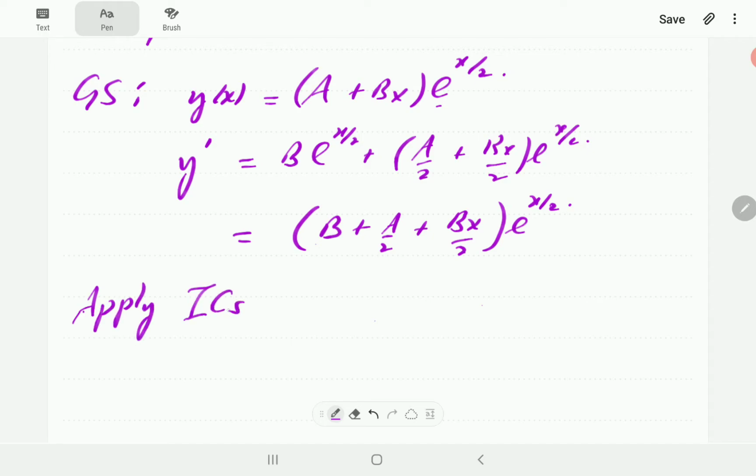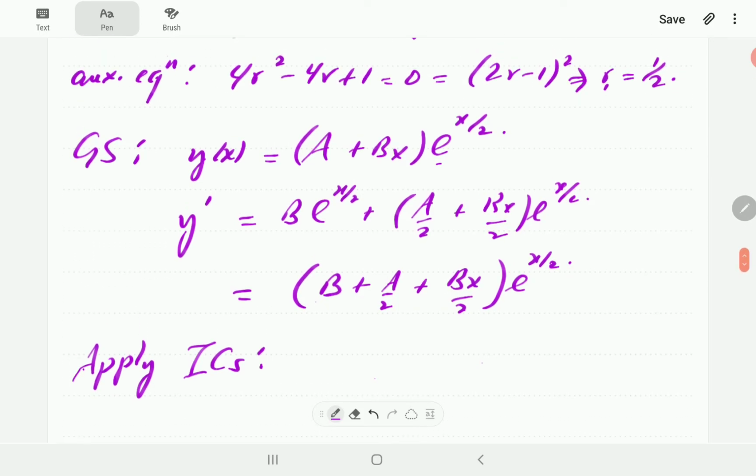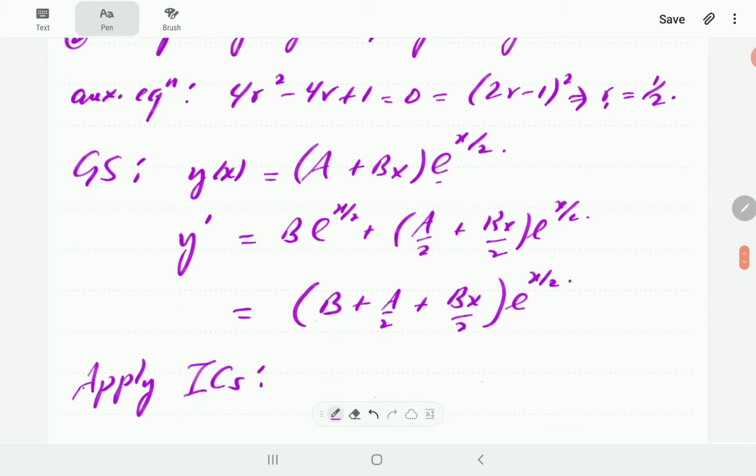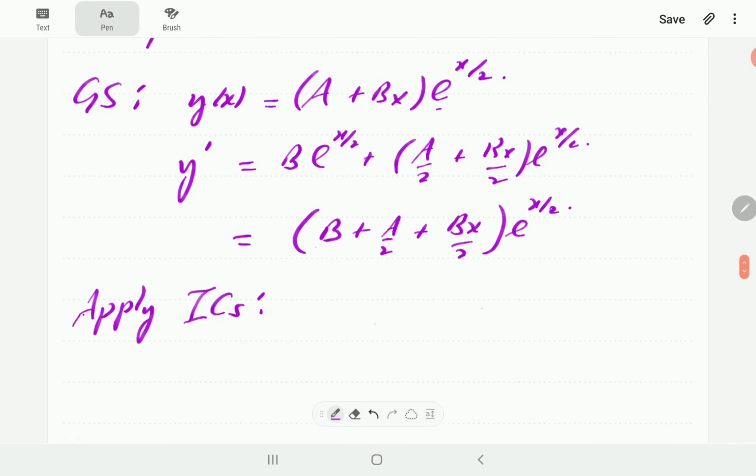Okay, then if we apply the boundary conditions, or the initial conditions, in the first case, we let x be 0 and y be 1. So that means this will be 1, x will be 0, so that's a plus b times 0, and then e to the 0. So this is just telling us that a is going to be equal to 1.